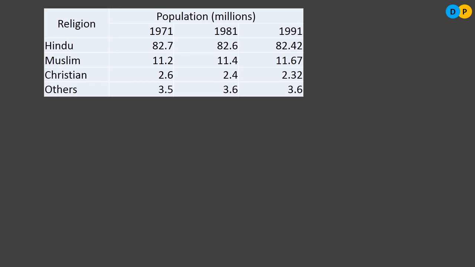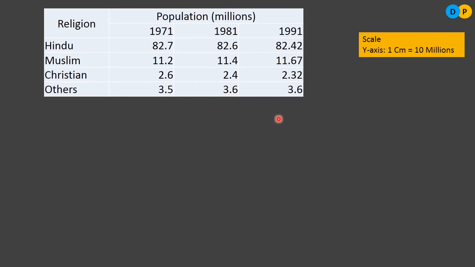Now we need to represent the data given in the table, that is the population in millions of different religions. Here we have considered 4 different religions: Hindu, Muslim, Christian and other religion. So we will be representing them with which particular diagram? Since there are multiple data corresponding to each particular time period, we have to go with the multiple bar diagram, also referred to as the compound bar diagram.